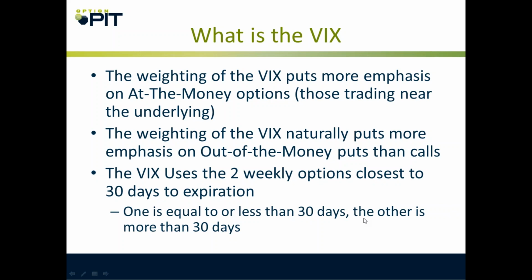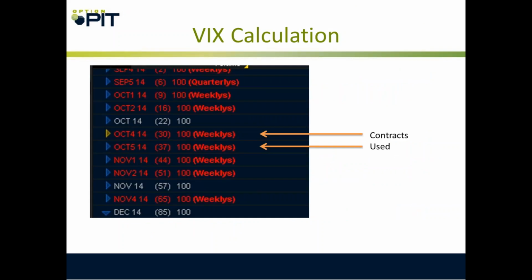All right. So the VIX uses the 2 weekly options closest to 30 days to expiration. One is equal to or less than 30 days, and the other one is more. So take a look at this. This is an old picture, but at the time of this picture, the VIX used the calculation of that OCT4 contract that had 30 days to expire and the OCT5 contract that had 37 days to expire. And in fact, it was almost entirely the OCT4 contract.